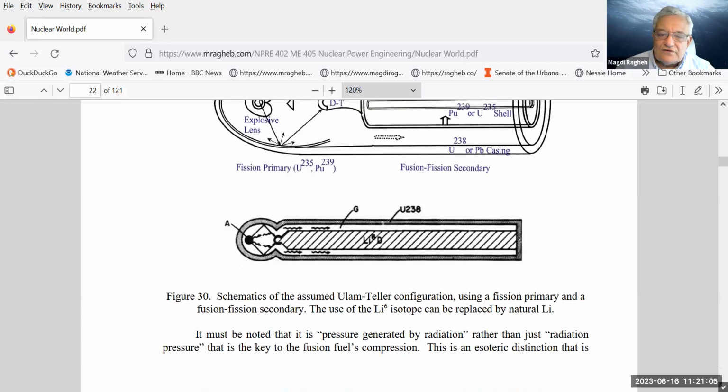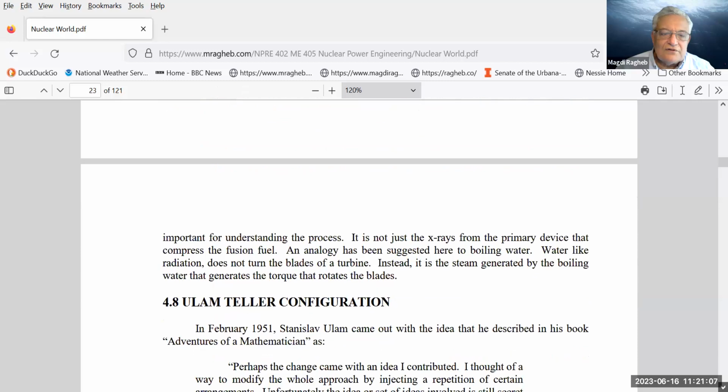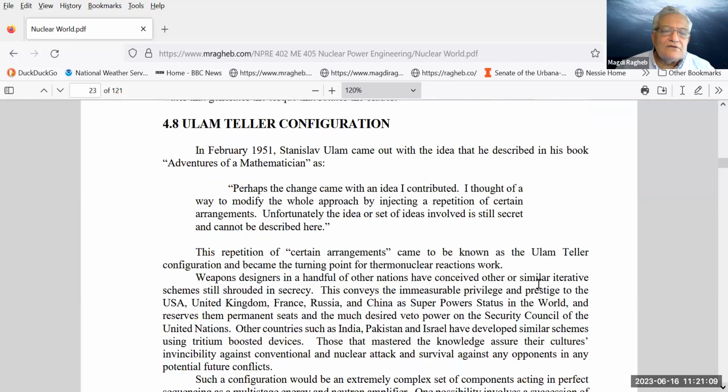That device, as I suggested, was tested in different ways. Let us just quote Stanislav Ulam in his book, Adventures of a Mathematician. Maybe you can find it at the undergraduate library also, other than the Gamov book. Quote, perhaps the change came in with an idea I contributed. I thought of a way to modify the whole approach by injecting a repetition of certain arrangements.